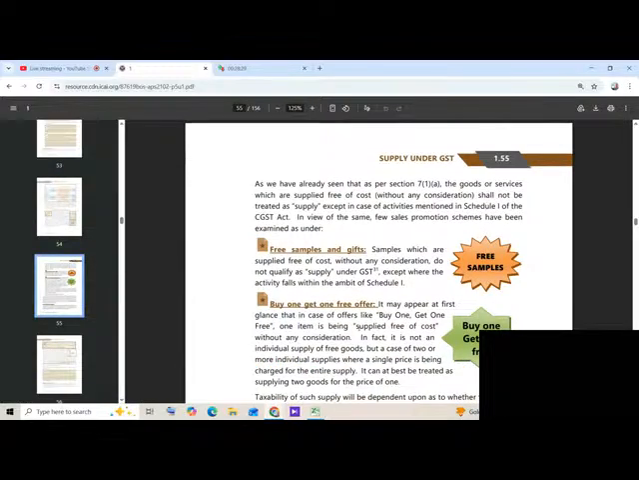As we have already seen, as per section 7(1)(a), the goods or services which are supplied free of cost shall not be treated as supply except in cases of activities mentioned in Schedule 1 of the CGST Act. In view of the same, a few sales promotion schemes have been examined as under: free samples and gifts. Samples which are supplied free of cost without any consideration do not qualify as supply under GST, except where this activity falls within the ambit of Schedule 1.